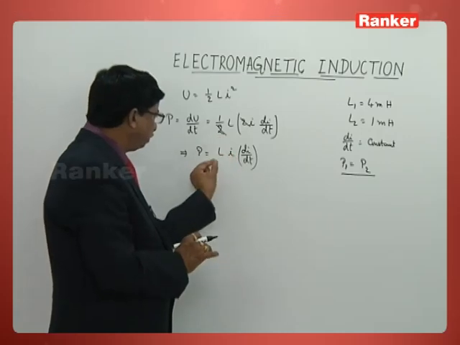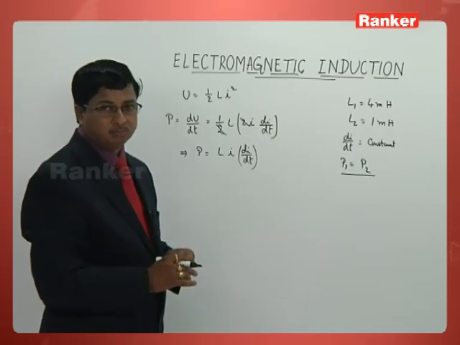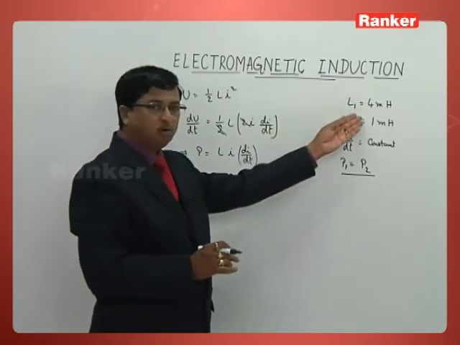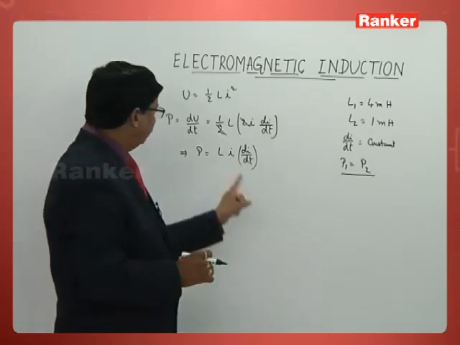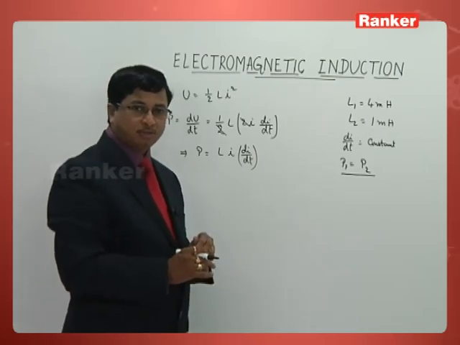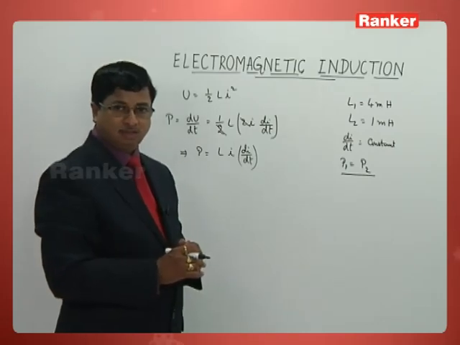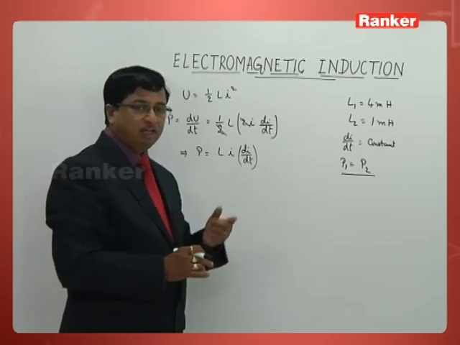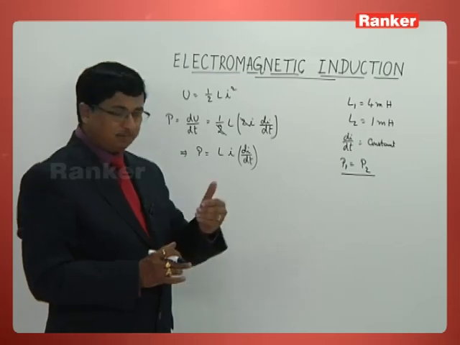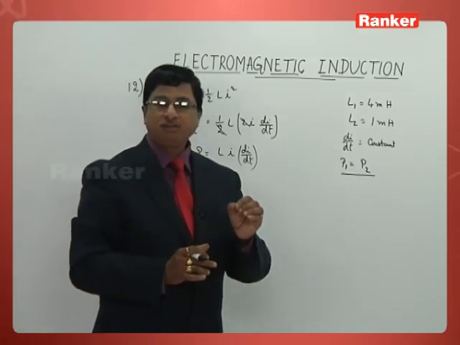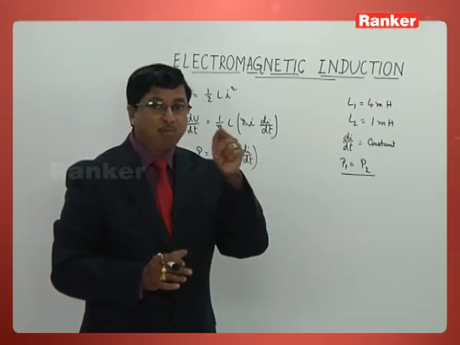Check carefully the 3 terms. L, the coefficient of self-induction of the coil, is given: for the first coil it's 4, for the second coil it's 1 millihenry. The second one is current. In fact, this ratio he is asking you to calculate. And di by dt is the rate of increase of current. He said very clearly the currents in both the coils are increased at the same rate.